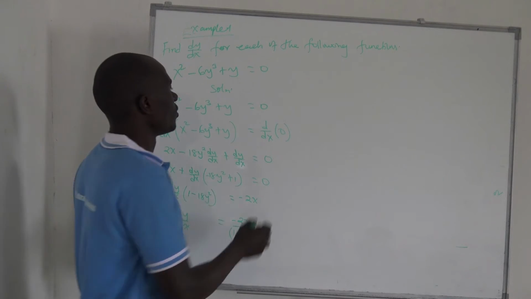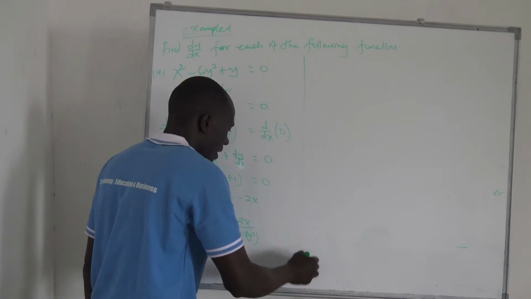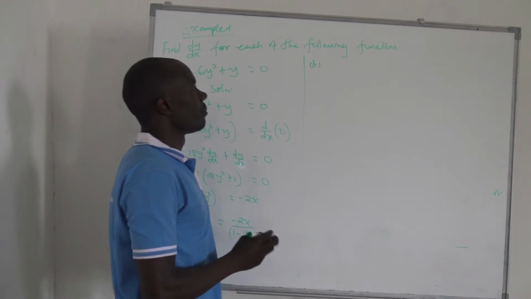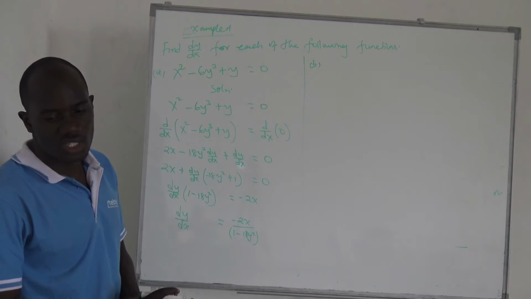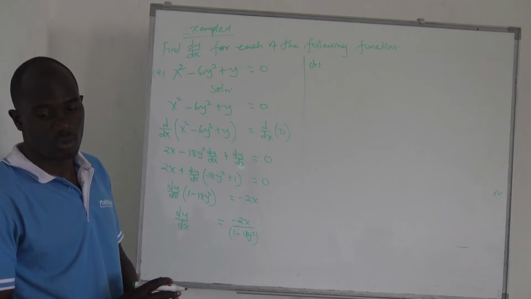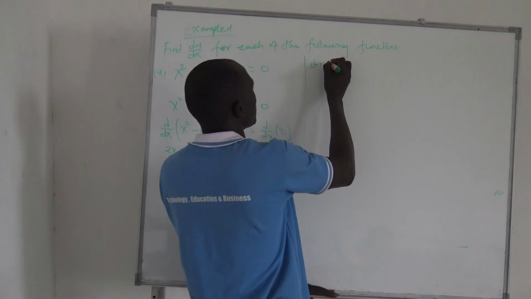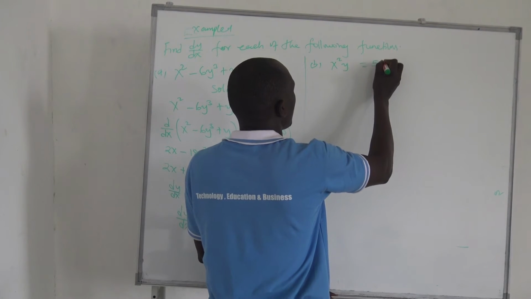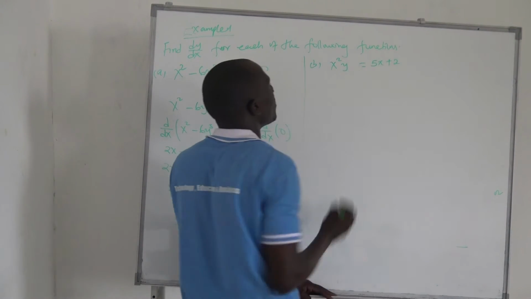Then we are going to go to part B. That was part A. Then we are going to part B. What is it saying? It is saying x squared y equals 5x plus 2.